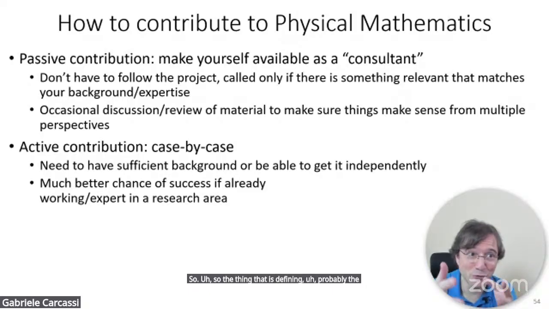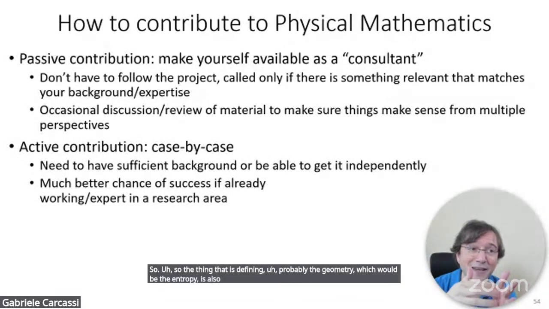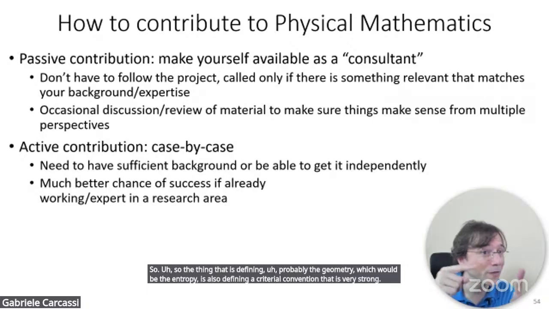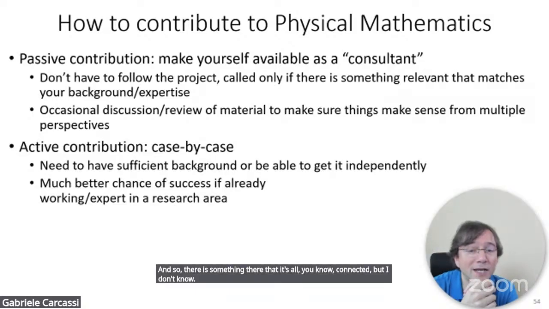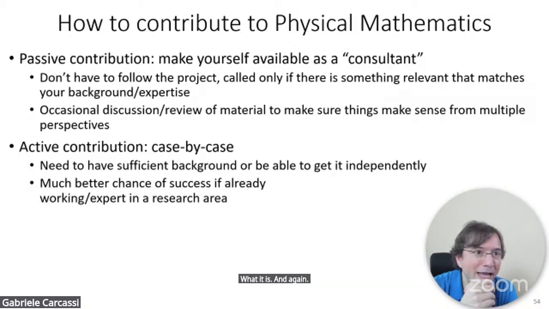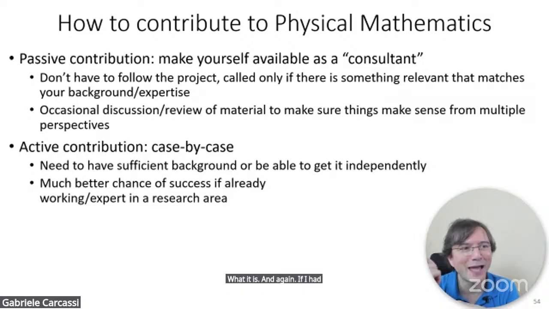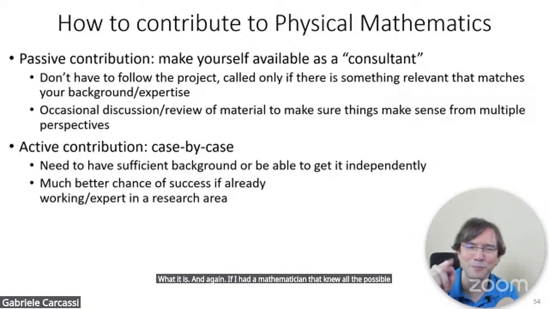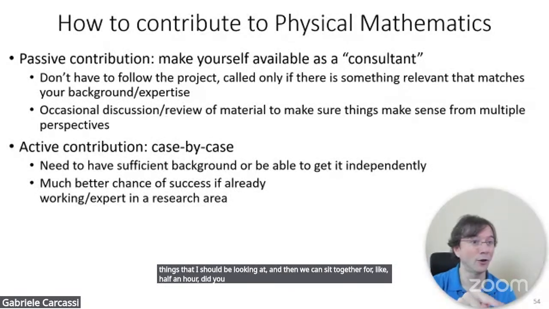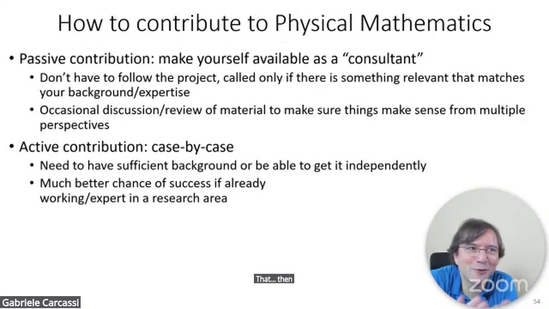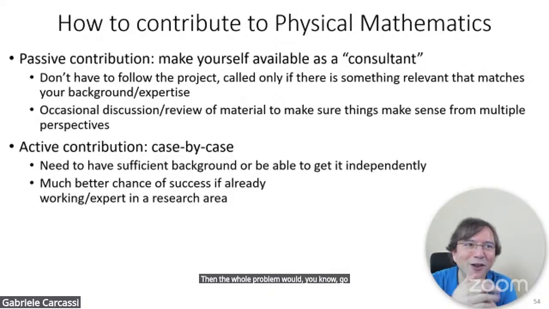So the thing that is probably defining the geometry, which would be the entropy, is also defining a criterion of convergence that is very strong. And so there is something there that is all connected, but I don't know what it is. And again, if I had a mathematician that knew all the possible things that I should be looking at, and we could sit together for half an hour. Did you look at this? No. Did you look at this? Yes, and so on. Then the whole problem would go a lot faster.